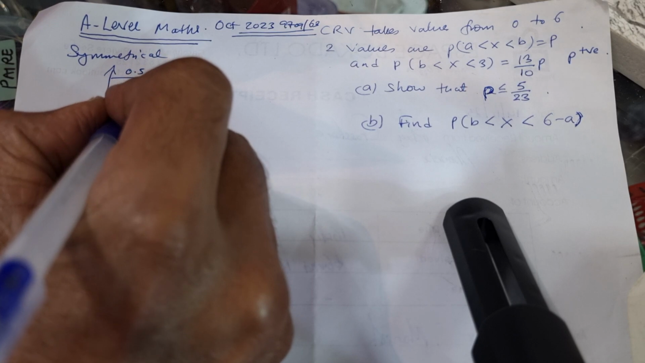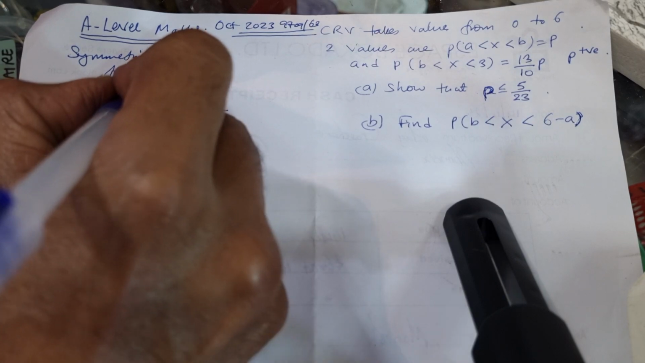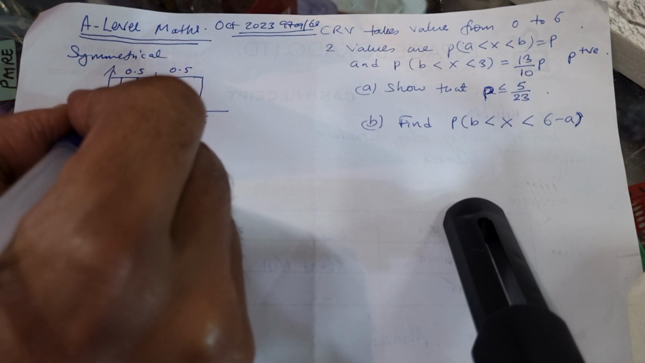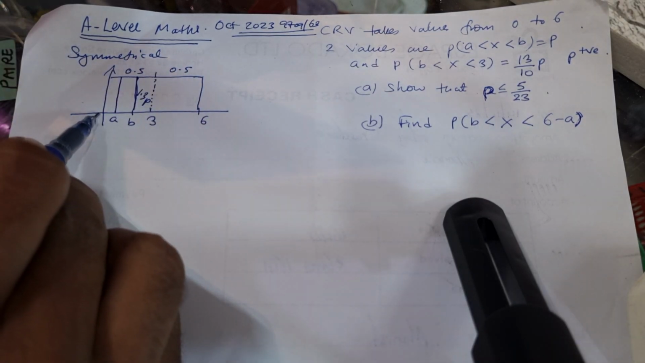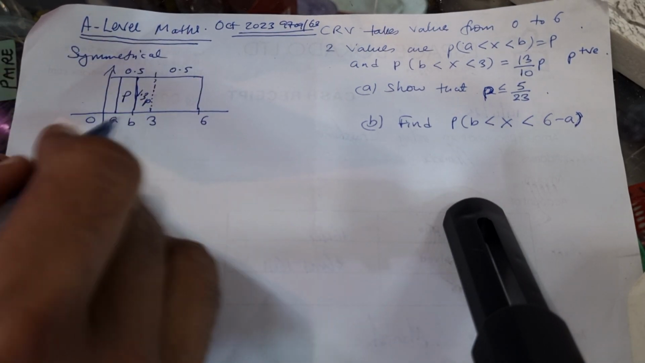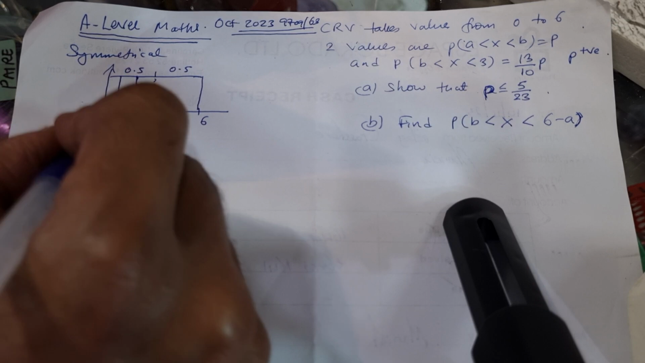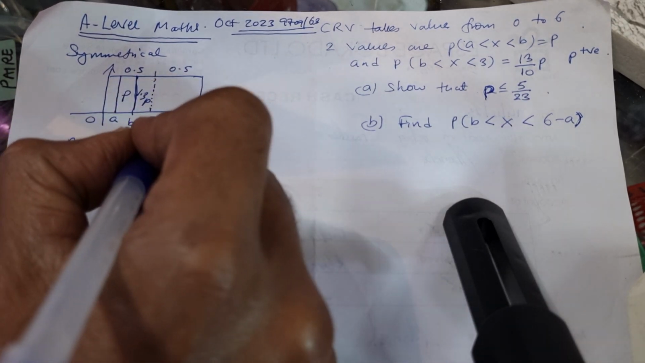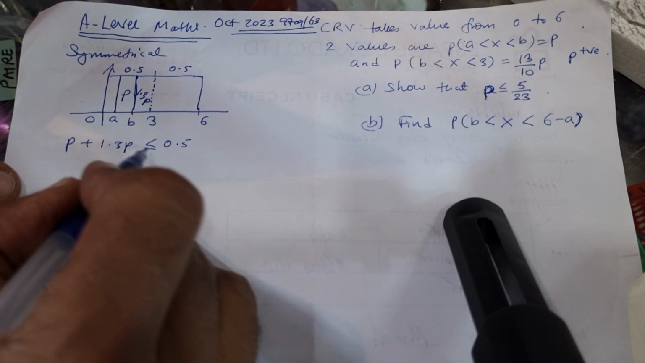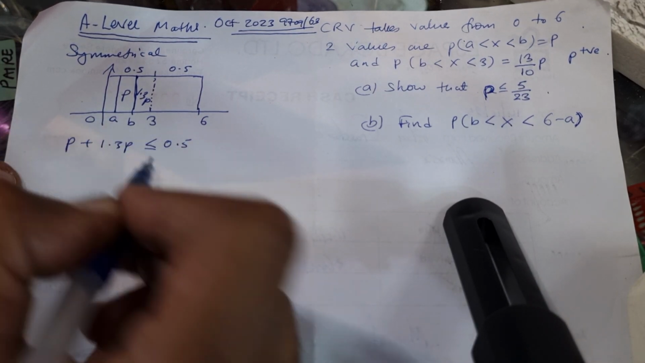We have this region here, and this region is 13 over 10p. I might put it as 1.3p if you want. Then A is less than B, so A would be somewhere. Remember, we don't know where A is. It could be on 0 as well. So this whole thing could be 0.5 between A and 3. So P plus 1.3p is less than or equal to 0.5, because this whole region here is 0.5. I'm saying equal because if A was to be here, then it's going to be equal to 0.5 when you add these probabilities.